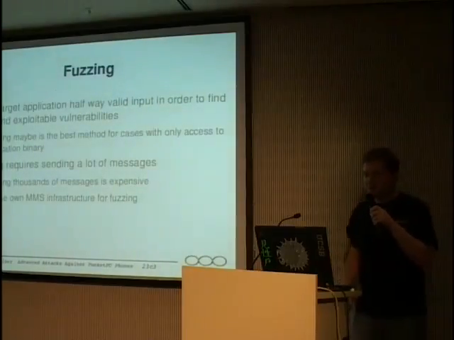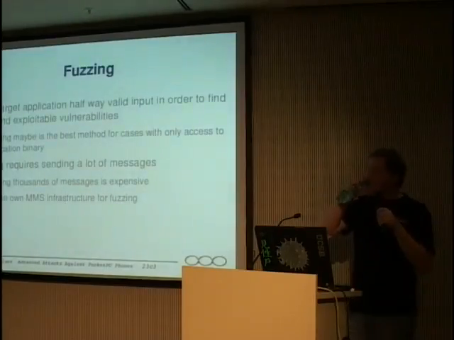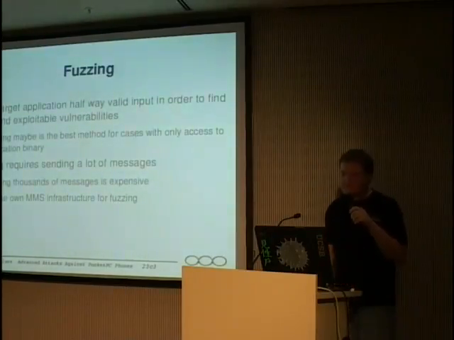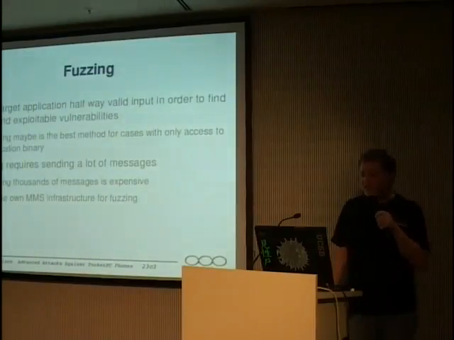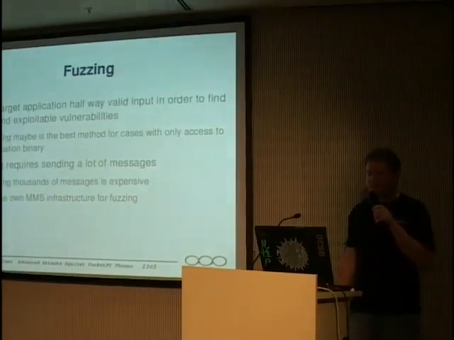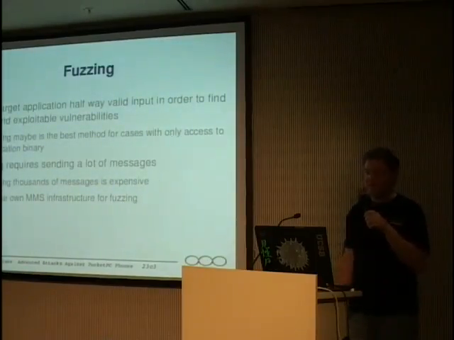Since I use fuzzing, I will very shortly explain fuzzing, as maybe somebody was at Gadi's talk in the morning. You basically send halfway valid input, or better, almost valid input, to a device in order to find any bugs or exploitable vulnerabilities. And fuzzing really, for me, turned out to be the best method to do pen testing or vulnerability analysis if you don't have the source code.